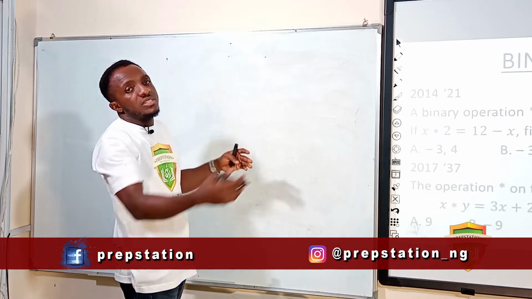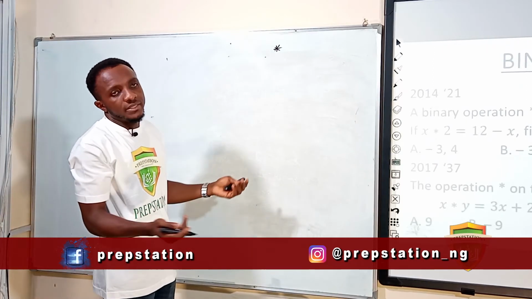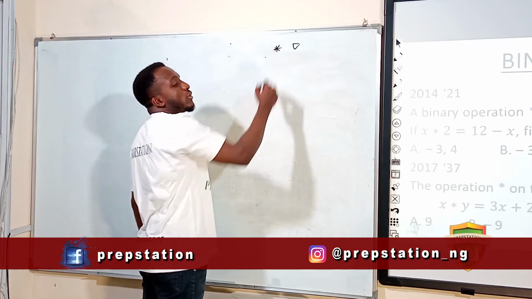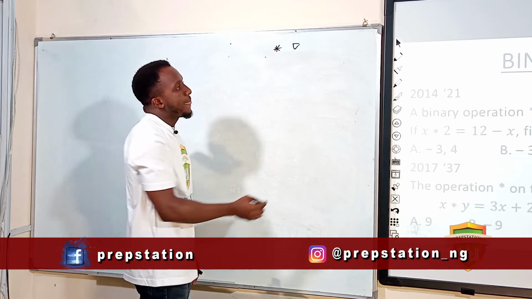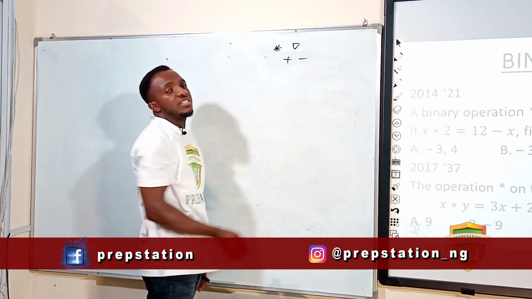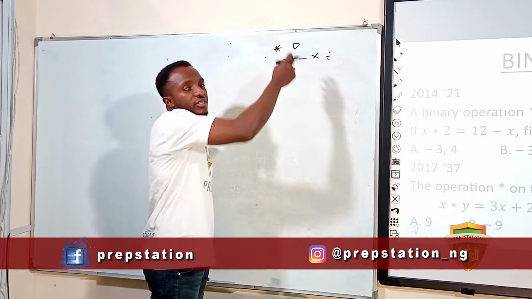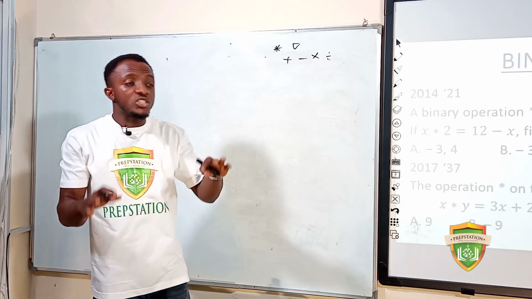An operation star, when you see star there, what it means, it could be anything. Sometimes you can see something like this. They could use any symbol. Now these are called operators. Addition is an operator, subtraction is an operator, multiplication is an operator, and then division. Now operators are simply, binary operation is just rules.